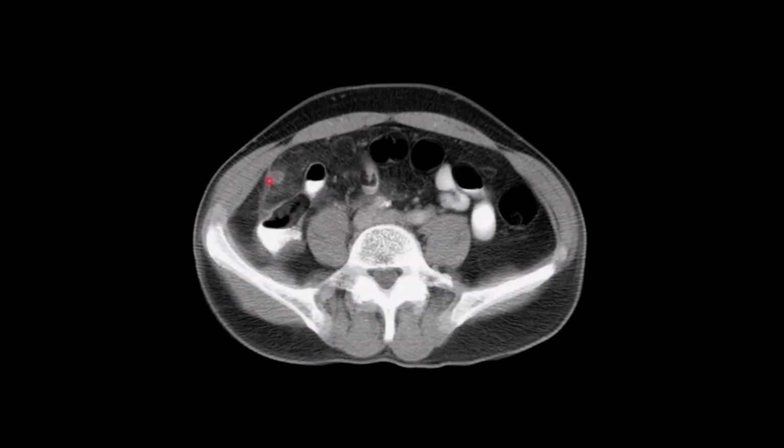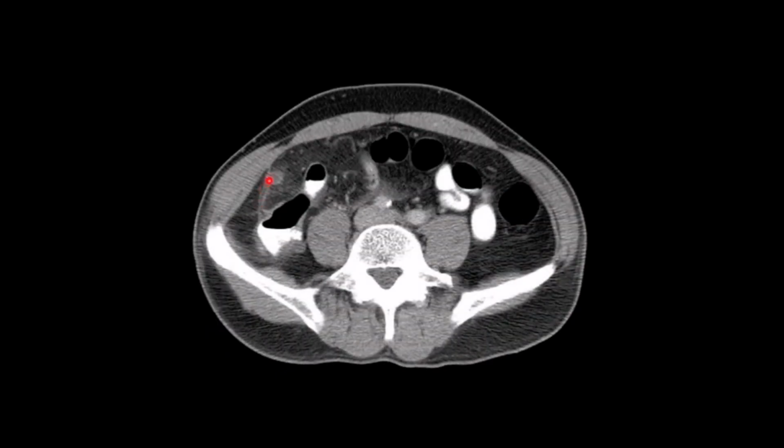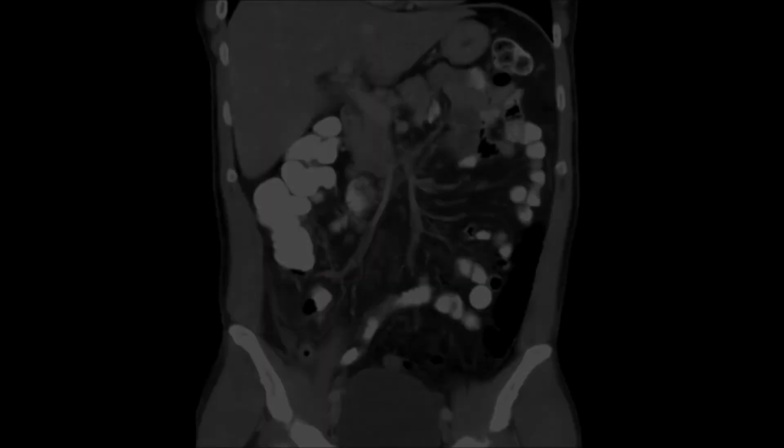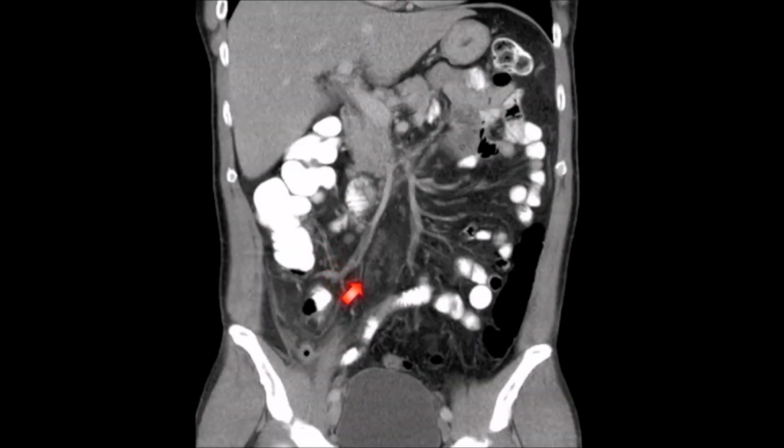We can also see that there is a linear structure coming off the appendix, which is an inflamed meso-appendix, which is often seen in the setting of appendicitis. This patient also has reactive enlargement of their mesenteric lymph nodes, which is another common finding in acute appendicitis. Importantly, our patient does not have evidence of an abscess or any locules of free gas to suggest perforation.